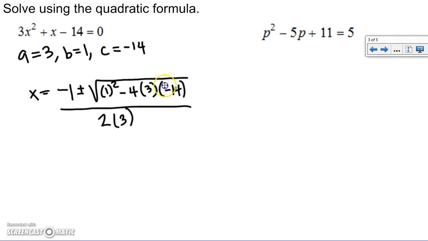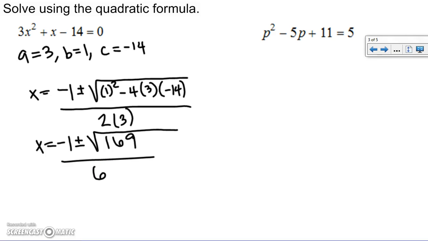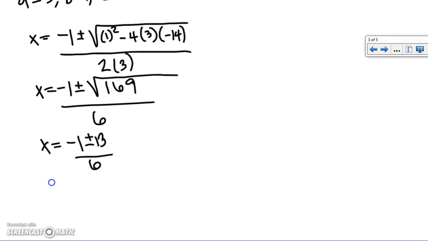Okay, so continuing on, simplifying under your square root, typing that into your calculator. Practice typing it into your calculator now. So if you've typed that into your calculator correctly, underneath there, you get the square root of 169. And that will be over 6, because 2 times 3 is 6. The square root of 169 is 13, so I have negative 1 plus or minus 13 over 6. So now I can go ahead and write out to have two answers. So x equals negative 1 plus 13 over 6, and x equals negative 1 minus 13 over 6.